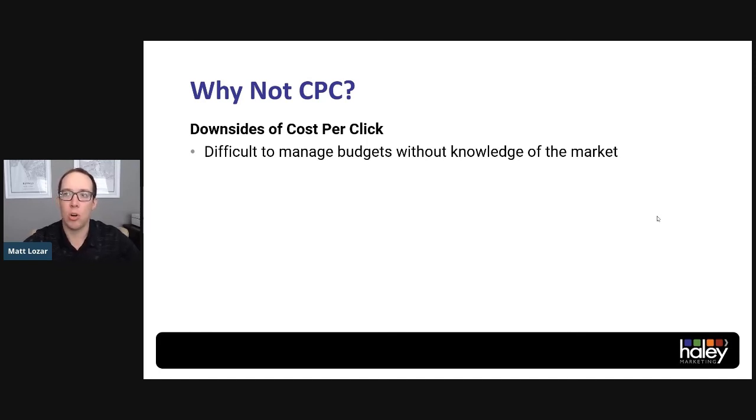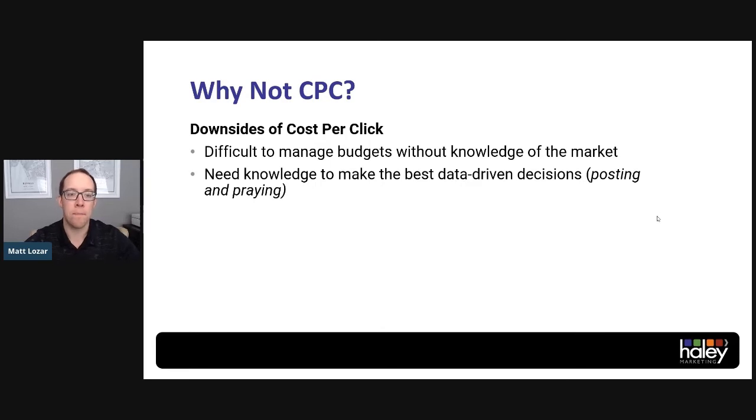If you don't know how to manage that budget effectively, you can overpay on the cost per click, or on the flip side, you could not have enough budget for the jobs you want to sponsor. Really important to have knowledge of the market to manage your budgets. You need that knowledge to make the best data-driven decisions. To know for RN jobs, this is how much you should be spending per job. For light industrial warehouse jobs, this is how much you should be spending per job. Which job boards work the best? How should your structure of your campaigns be set up to meet your recruitment goals?